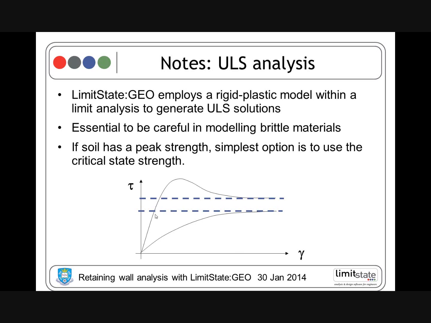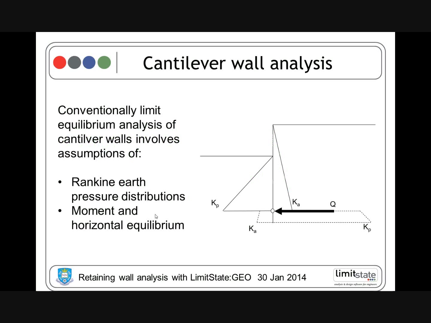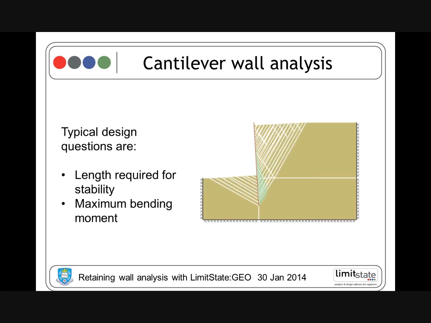Okay, we'll move on to cantilever sheet pile walls. Now, conventionally, if you do a limit equilibrium analysis of a cantilever wall, you probably assume Rankine earth pressure distributions. You assume the wall is going to rotate about a point near the base of the wall, and you're going to look at moment and horizontal equilibrium. And you can simplify the stress distribution below the wall with an equivalent force, with various ways of making that hand calculation easier. Essentially, what we're interested in is how long the wall has to be to give us stability, and we'd also be interested in bending moments.